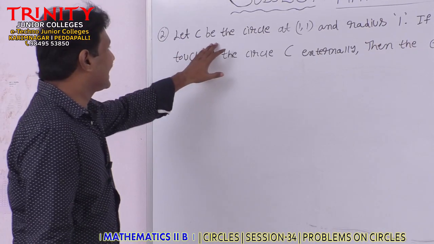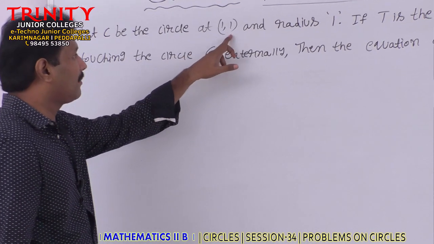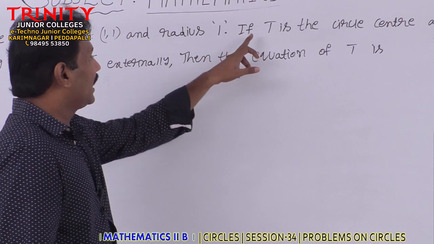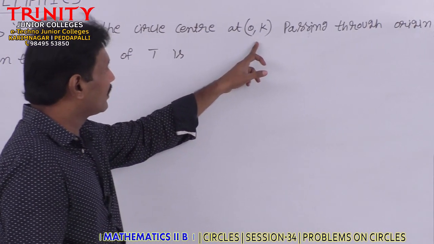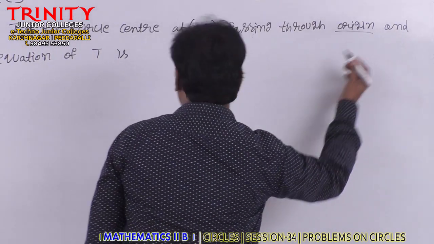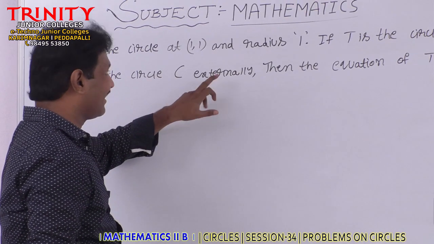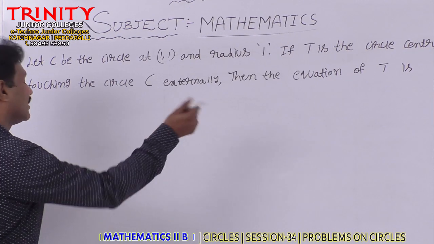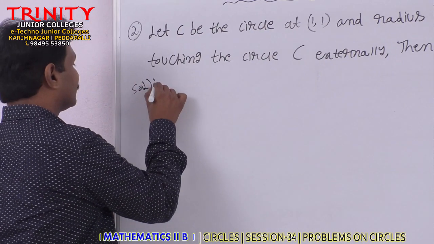Let C be the circle with center 1 comma 1 and radius 1. If T is the circle with center at 0 comma k, passes through the origin, and touches the circle C externally, then what is the equation of T? That means the equation of the second circle is the solution.